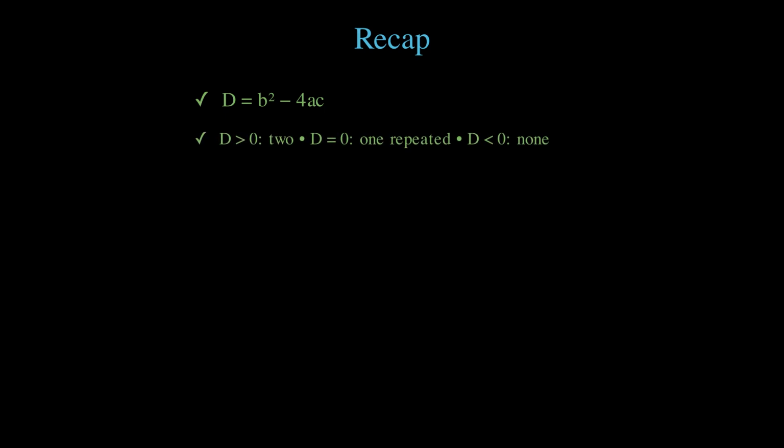Recap. First, D equals b squared minus 4ac for ax squared plus bx plus c equals 0. Second, positive D means 2 reals, 0 D means 1 repeated real, negative D means none. Third, use careful bookkeeping on b and let D do the heavy lifting on timed sections.